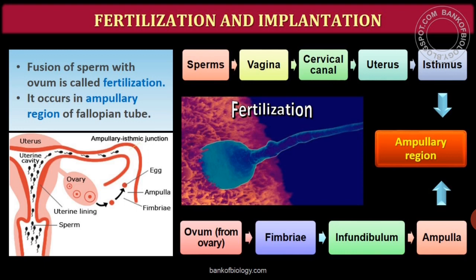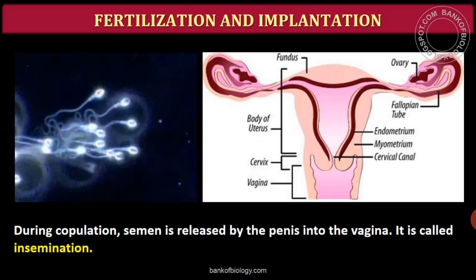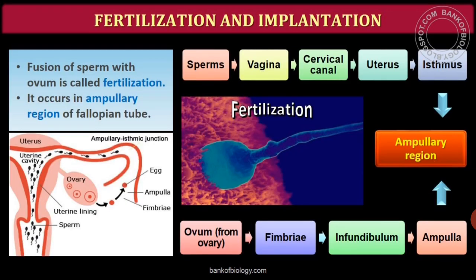The sperms released by the male are there in the semen. As the semen is released by the penis into the vagina, the motile sperms start swimming rapidly. The running race will start now. The motile sperms will swim rapidly and they will move to the cervix.